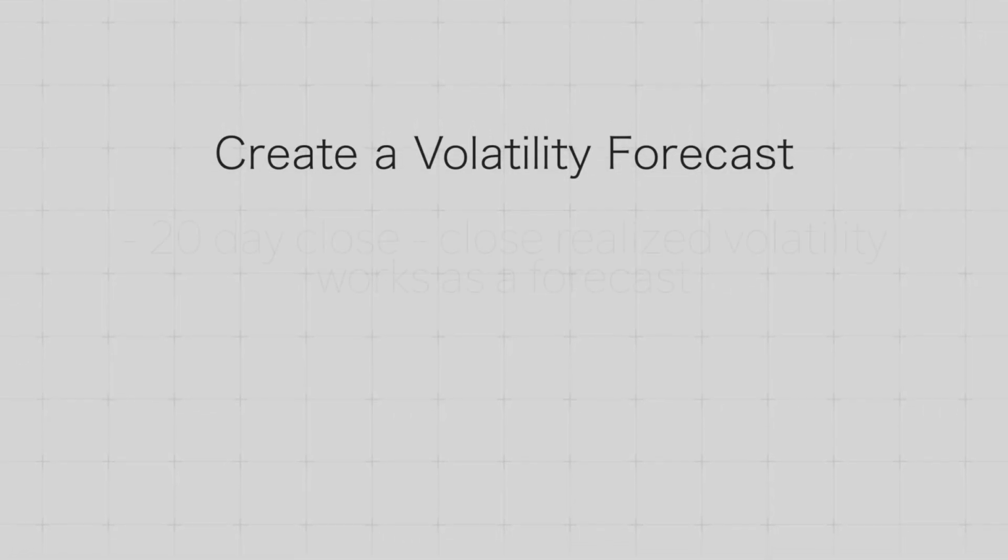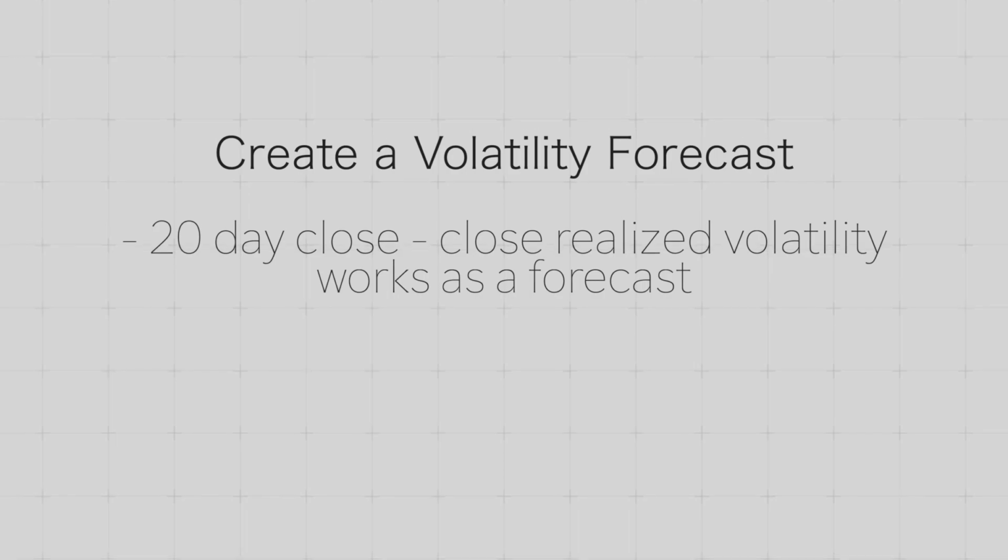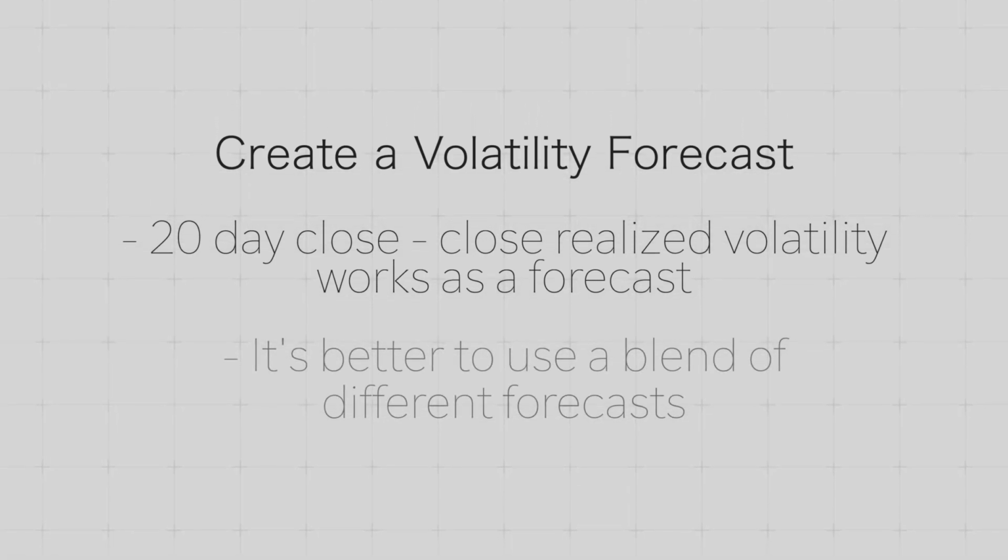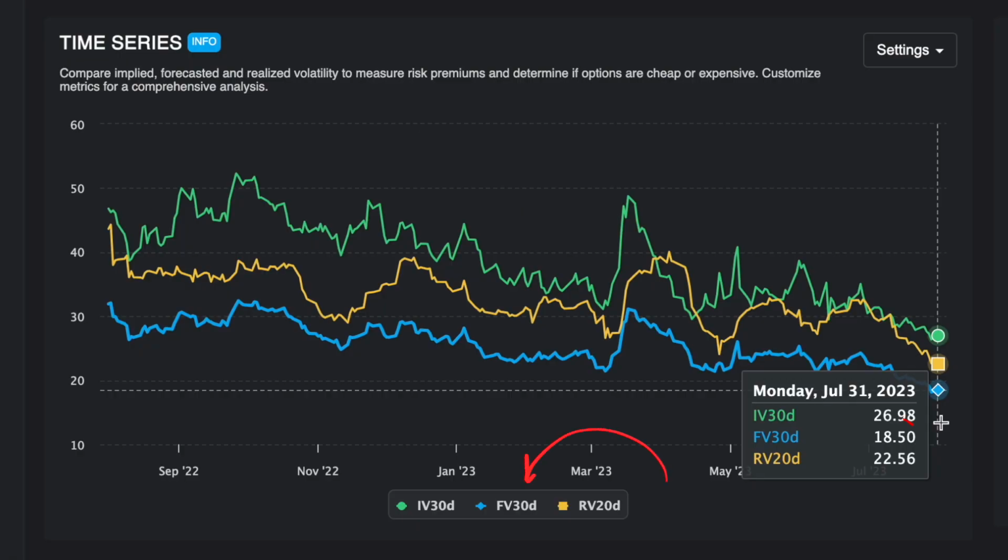The next step is to create a forecast of volatility. You can use 20-day realized volatility as your forecast. However, the average of multiple models tends to be more predictive than just one, which is why in our terminal we use a blend of implied volatilities, realized volatility, as well as the S&P volatility and its relationship to our stock. We'll use that as our forecast for this trade. Let's move over to Interactive Brokers and look at market prices.